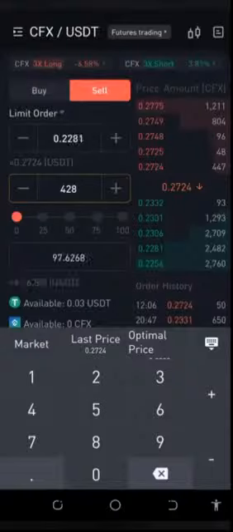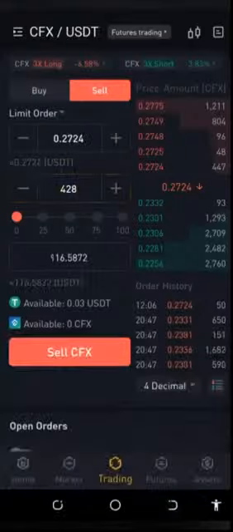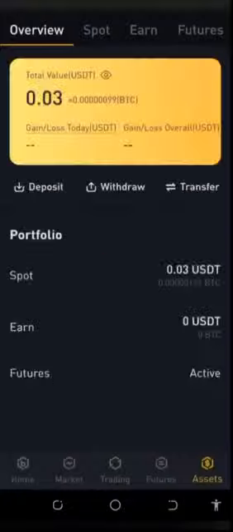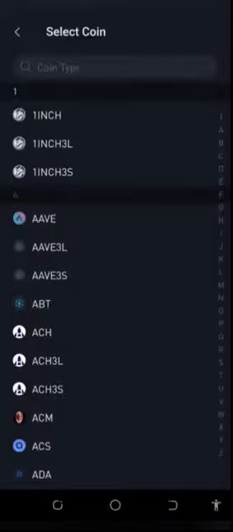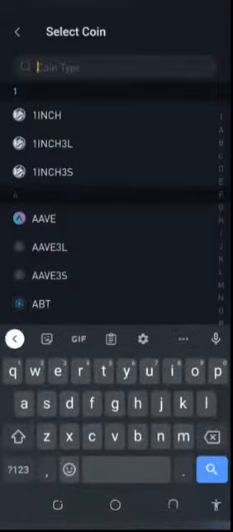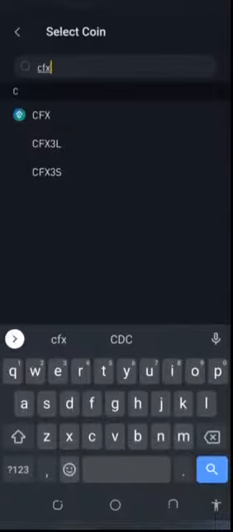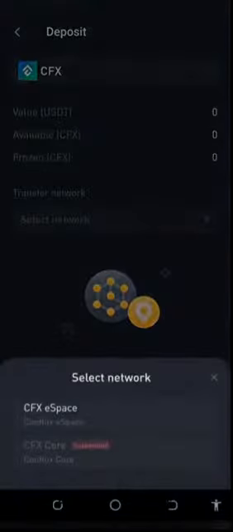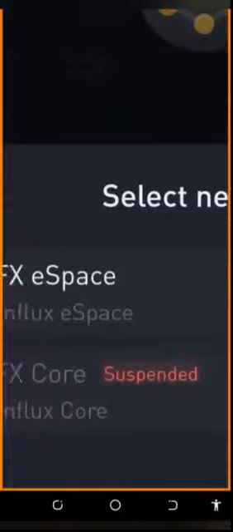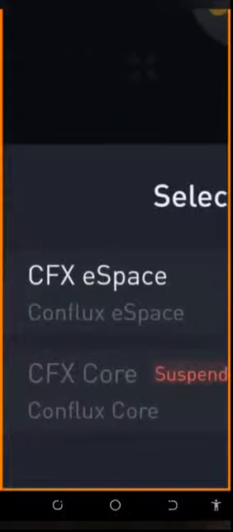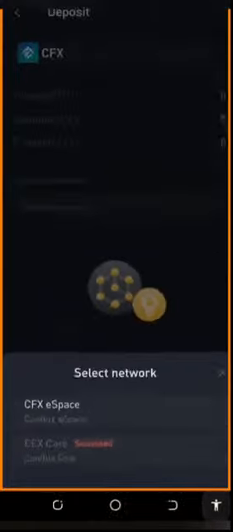So now, since we're here on Arbitrage, let us check the deposit network. Let's see what it is to deposit, what's it called now again? CFX. Yes, CFX. All right, so I'm just going to click on that. Okay, what are we seeing here? We're seeing Conflux eSpace. We're seeing Conflux Core. Conflux Core is suspended while Conflux eSpace is available. Okay, so now let's just check this out.